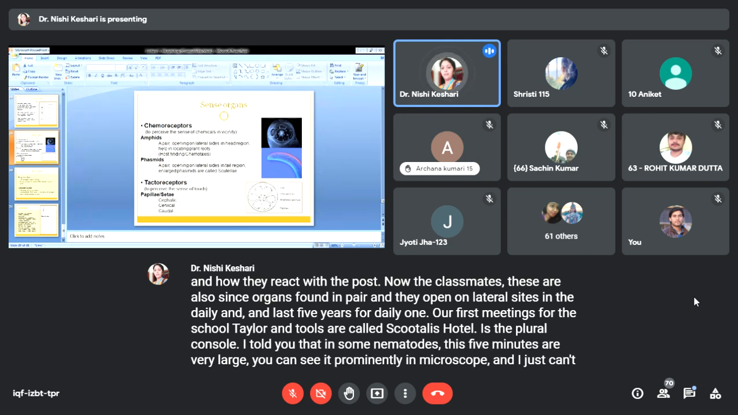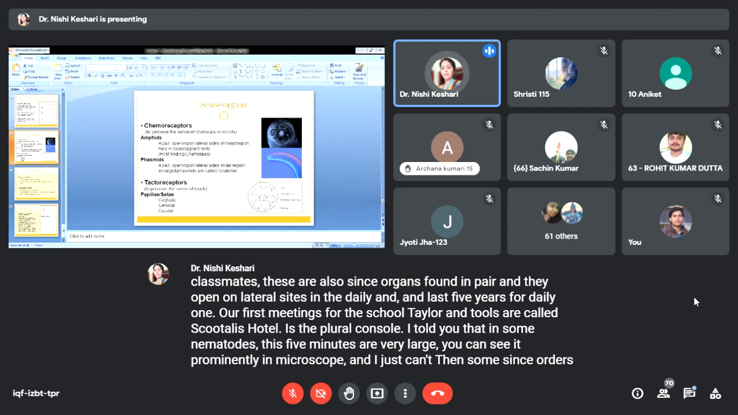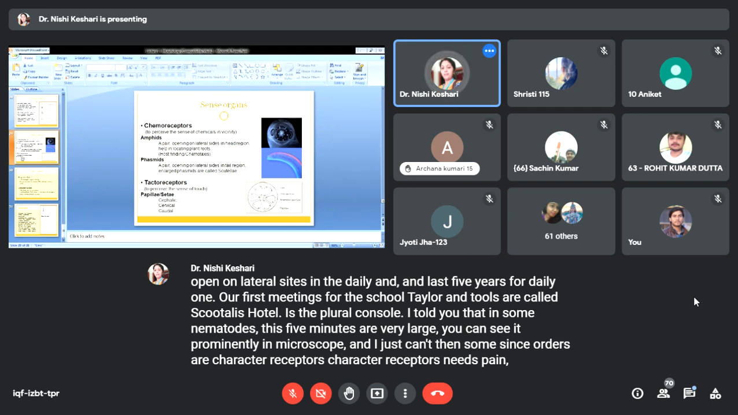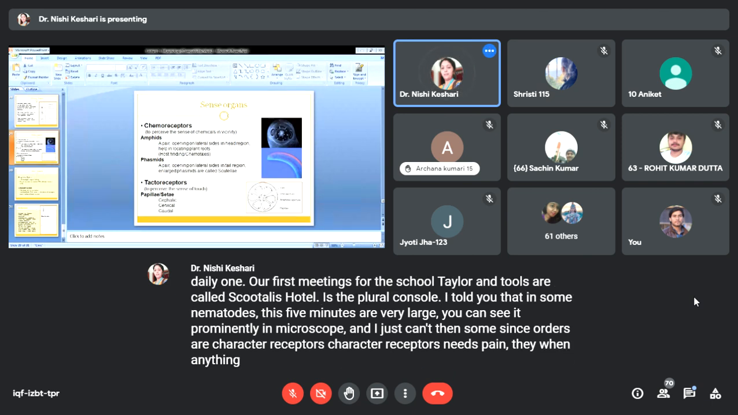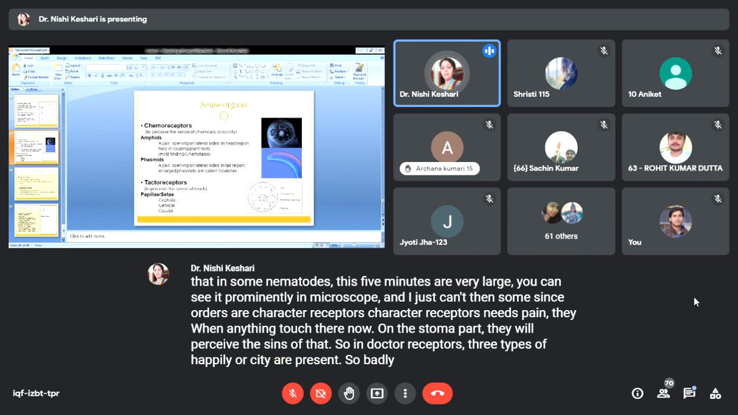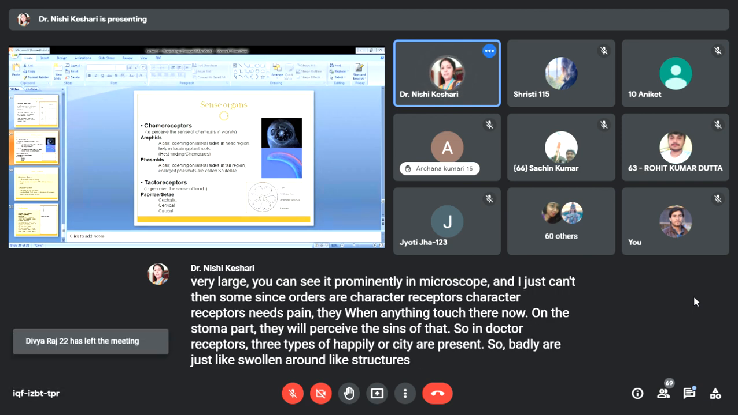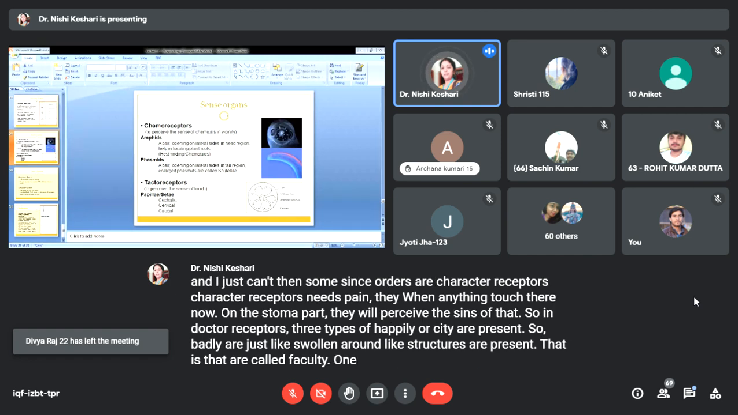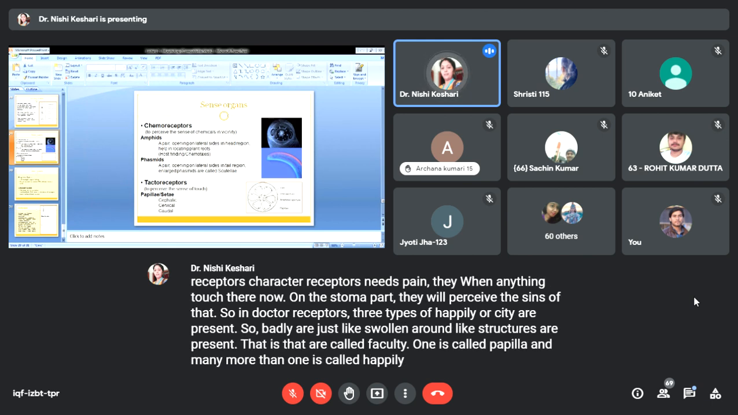Then some sense organs are tactoreceptors. Tactoreceptors means when anything touches their mouth or the body part, they perceive the sense of touch. So in tactoreceptors, two types of papillae or setae are present. Papillae are swollen, round-like structures. One is called papilla, and more than one is called papillae. Here also seta and setae.